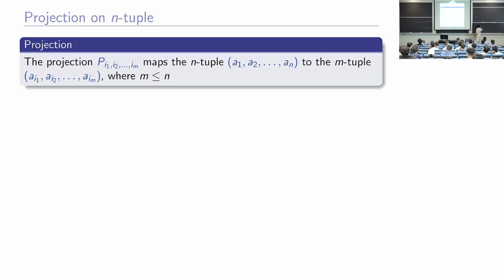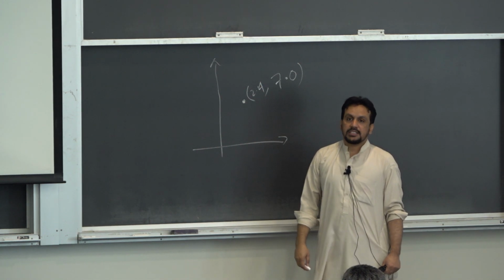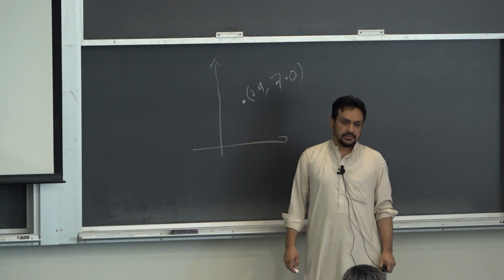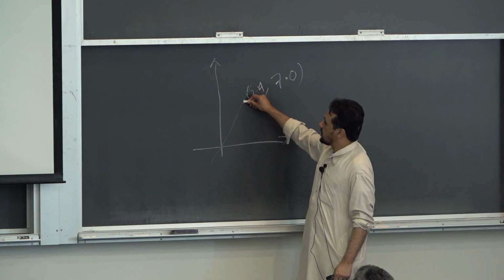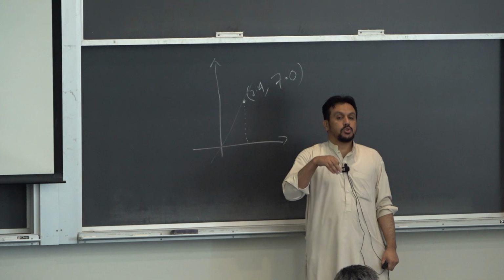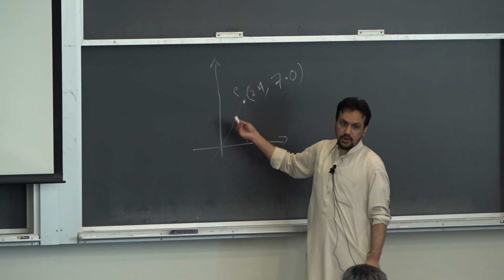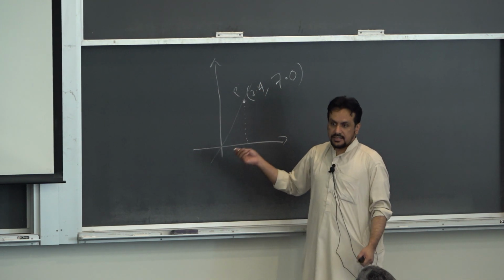So if I give you a 2D vector, here is a 2D vector, let's say 2.4 and 7.0, right? So this x value is 2.4 and y value is 7.0. What is the projection of this vector on the x-axis? It's 2.4, right? In algebra, this is the closest point on the x-axis to this point P. The closest point to the x-axis is 2.4, right? It is the x coordinate of this, right?